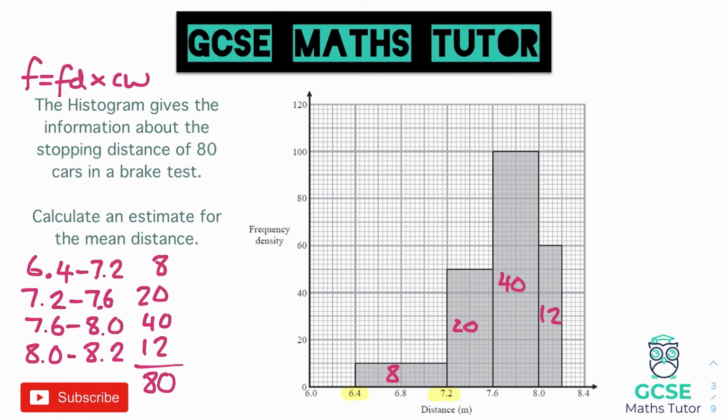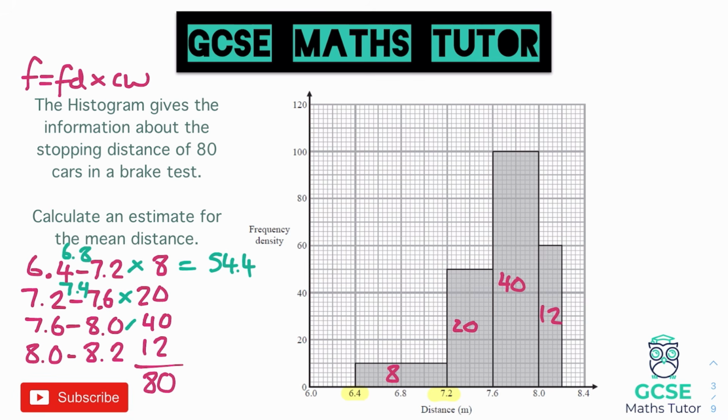So the midpoint of 6.4 to 7.2, again you can add them together and divide it by 2 if you want, but the midpoint there is 6.8. And you can write this in if you need to, but 6.8, and we're going to multiply that by the frequency, and 6.8, just doing this on the calculator, multiplied by 8, gives us a total there of 54.4.